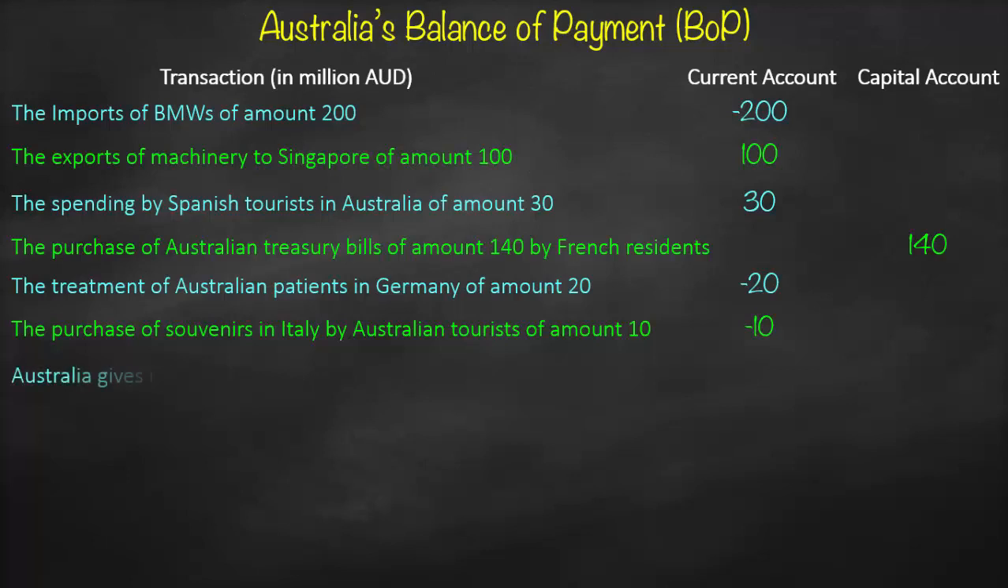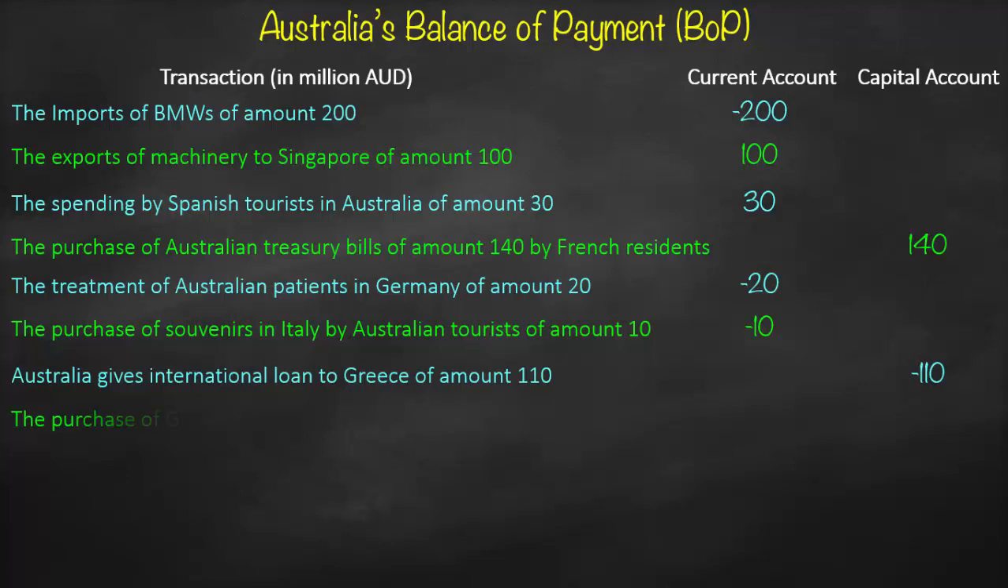Another transaction. Australia gives an international loan to Greece of amount 110. If Australia gives a loan, it means that one day Australia will get the loan back. So it's a two-way transaction. Consequently, we will report it under capital account. Australia gives an international loan, so this means that Australia will pay the money, therefore it will be negative. Therefore, I will write negative 110 under capital account.